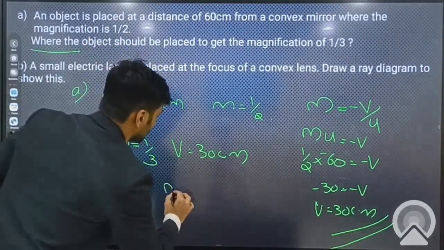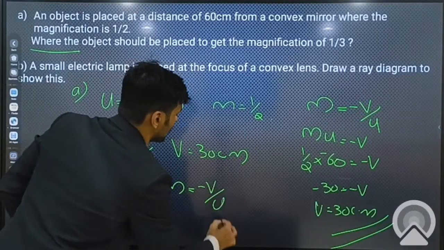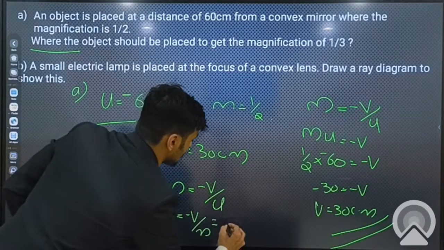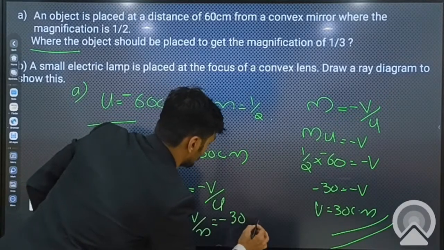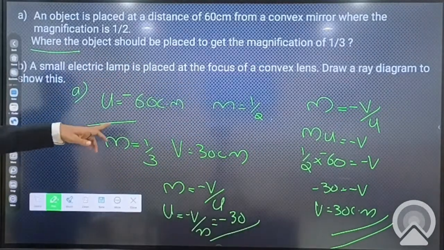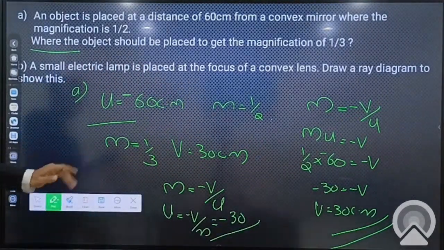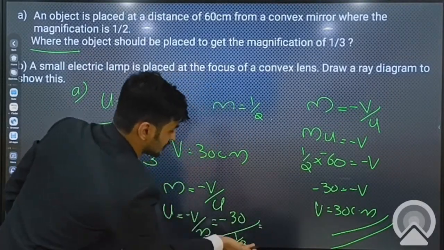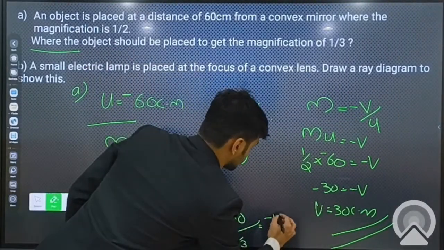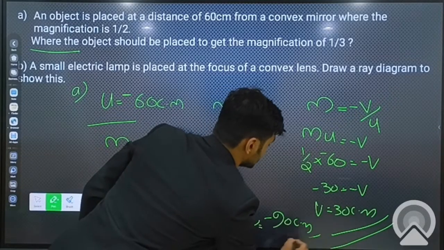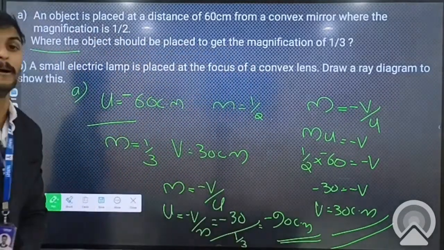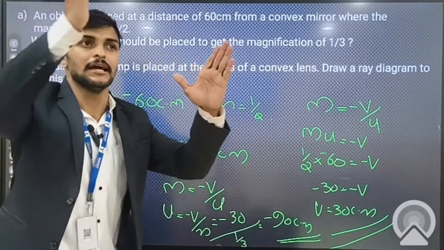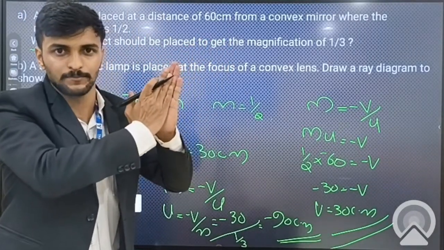So we can find M equal to minus V by U, or U equal to minus V by M. That is minus V, minus 30 divided by M, which is 1 by 3. So this 3 will come up, and the answer will be minus 90 centimeter. U will be equal to minus 90 centimeter, that is 90 centimeter in front of the concave mirror.